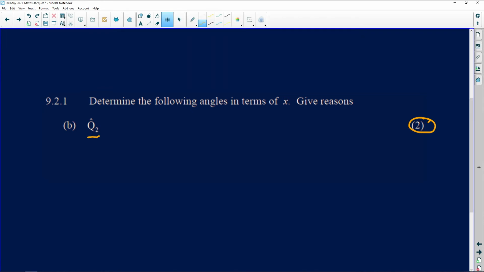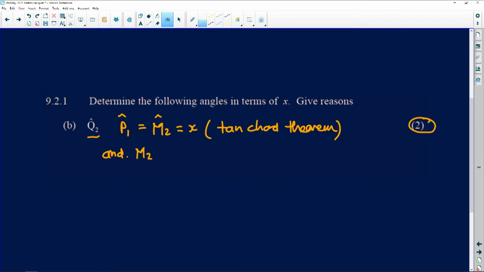Remember, it started with the tan chord theorem. So first of all, angle P1 was equal to angle M2, and they both are equal to x, and that was because of the tan chord theorem. The very next statement we're going to make is that M2 was equal to Q2, which is the one that we wanted, which is also then equal to x. And the reason for that is angles in the same segment.